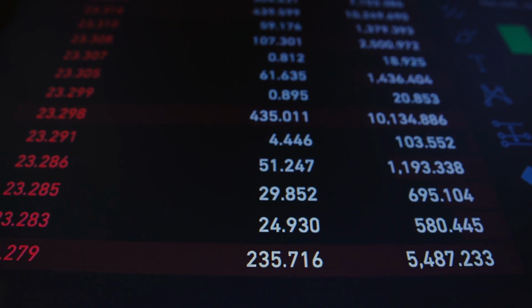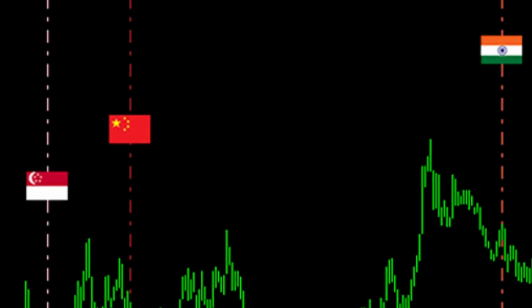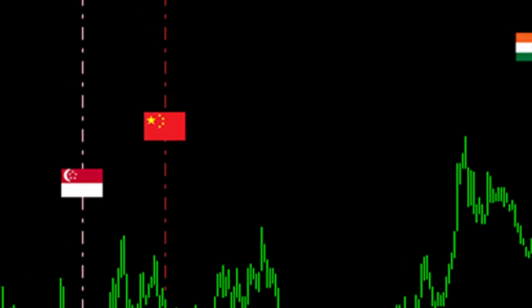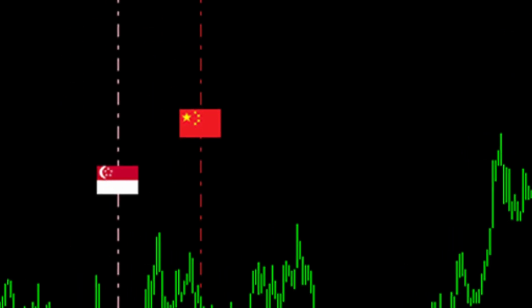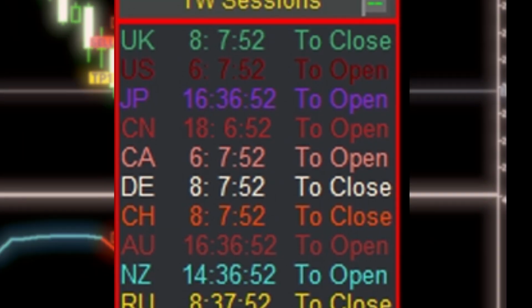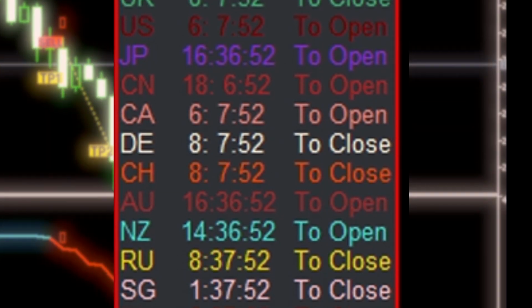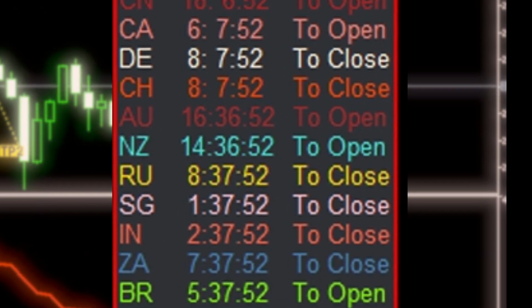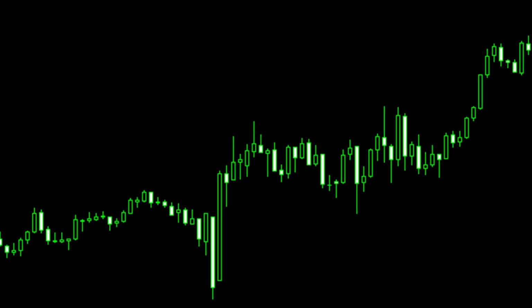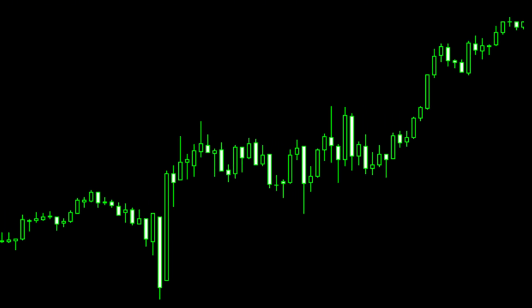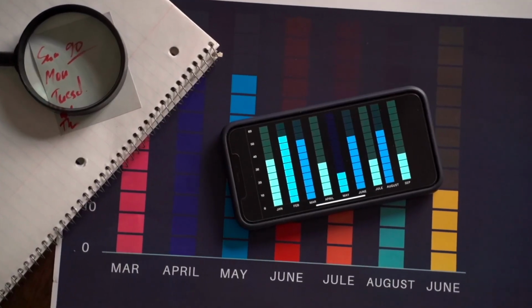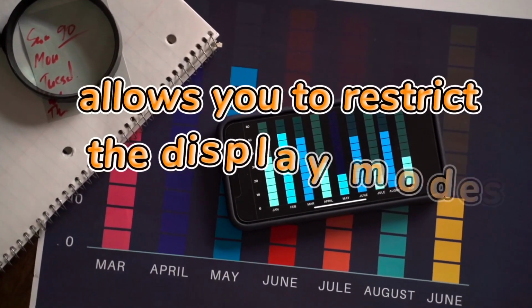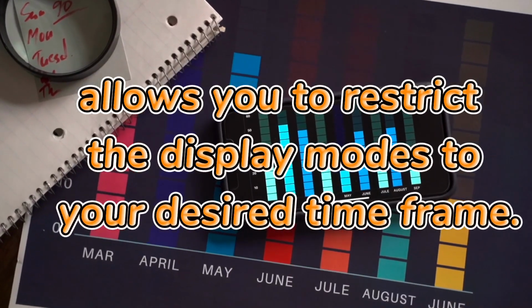With TW session, you can convert session times to market watching time, so you no longer need to worry about missing market trends. TW session allows you to monitor real-time changes in 15 different markets during the session. Even if you are only interested in a specific time frame of the market, the TW session allows you to restrict the display modes to your desired time frame.